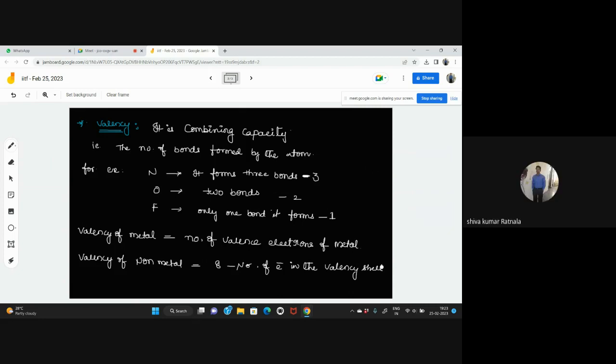Now, how many valence electrons are there in nitrogen? 5. So the non-metal formula: 8 minus 5, that is 3 only. Yes, sir. These are formulas.